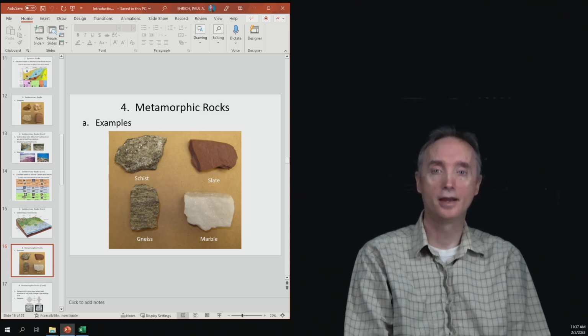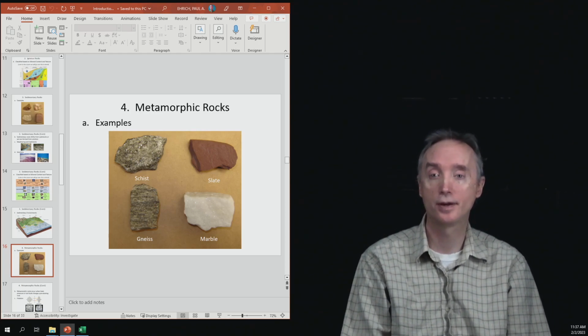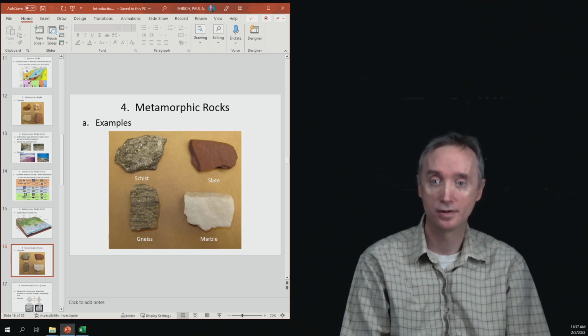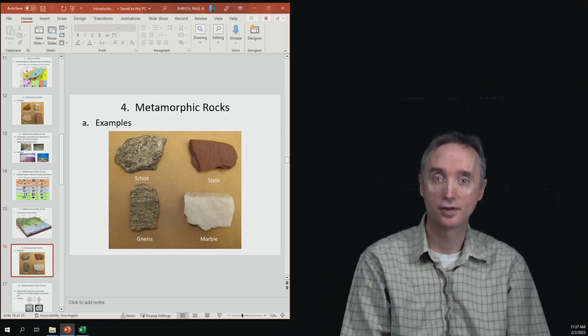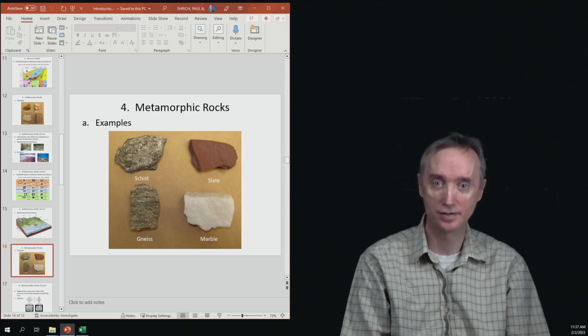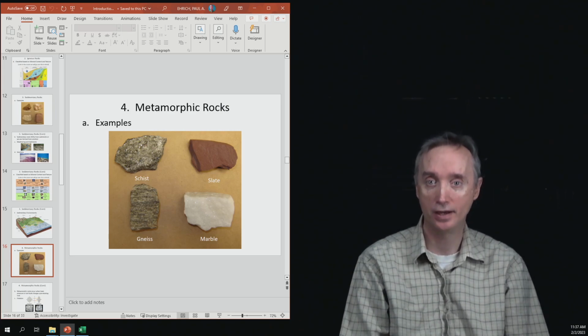Okay, I'm back, and so we have already talked about igneous rocks, and then we talked about sedimentary rocks, and now we want to talk about metamorphic rocks. So think about what the word metamorphic means. What does the word metamorphosis mean? As in a caterpillar metamorphosizes into a butterfly. So the word meta means change.